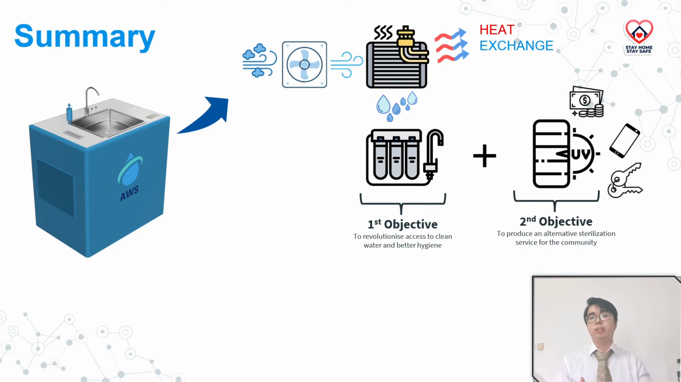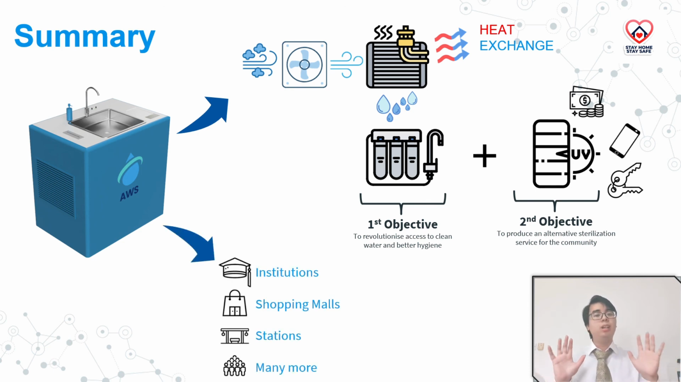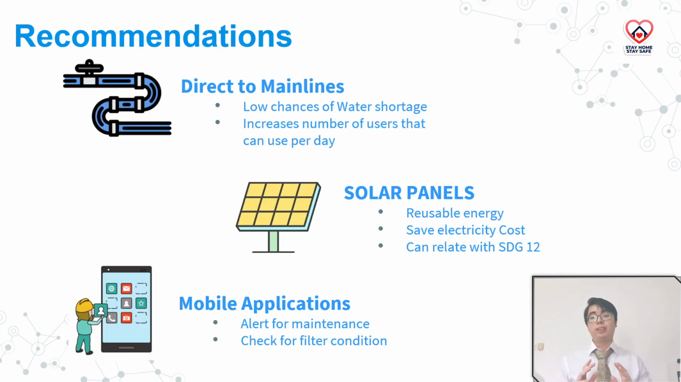In terms of cost, material and design, we can apply this machine anywhere as long as there is a roof and a power outlet in that area. We do have a few recommendations for the product, such as connecting a direct piping to the main line. This can solve the limited amount of water produced in a day.